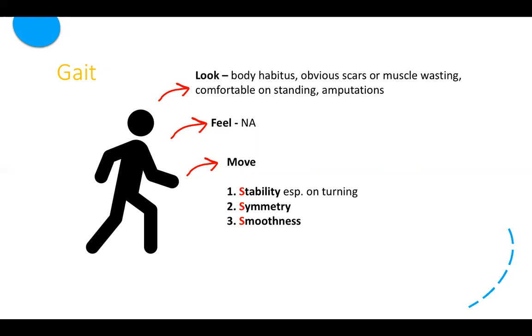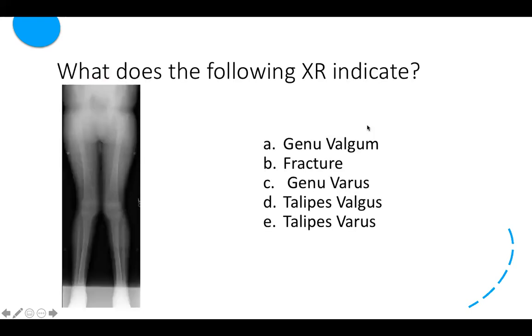Symmetry while walking. So while they're walking, is their gait or their leg falling to one side or another, or are they able to walk comfortably? Smoothness. So again, are they able to take good steps and walk one foot in front of the other comfortably? For example, if it's a shuffling gait in Parkinson's, then it's not going to be as smooth as a healthy individual with a healthy gait. The way I like to remember it is 3 S's, and that's why I've highlighted it.